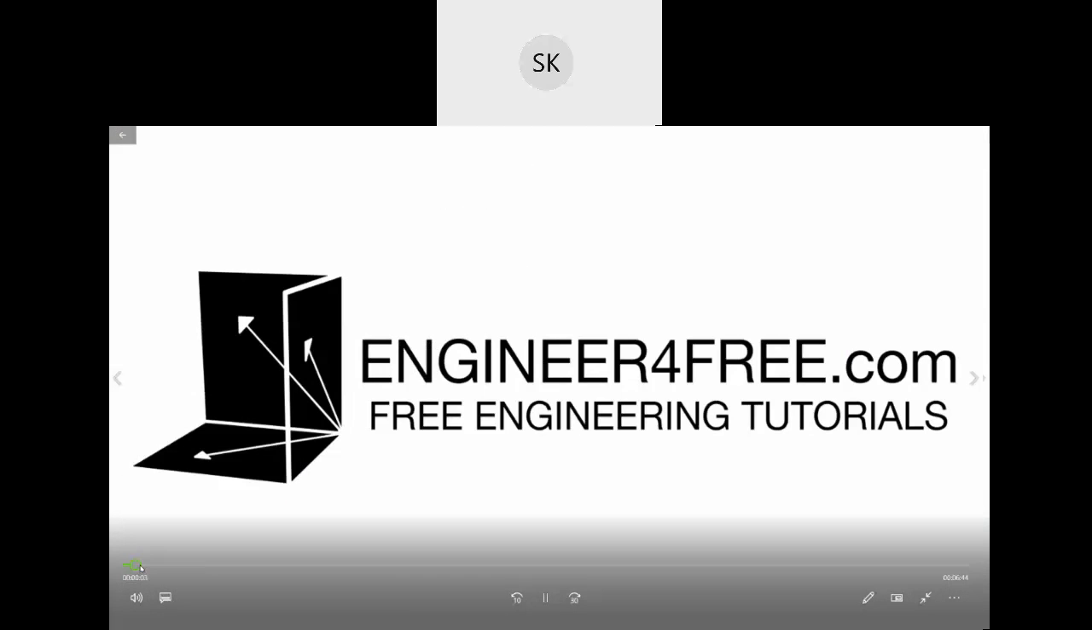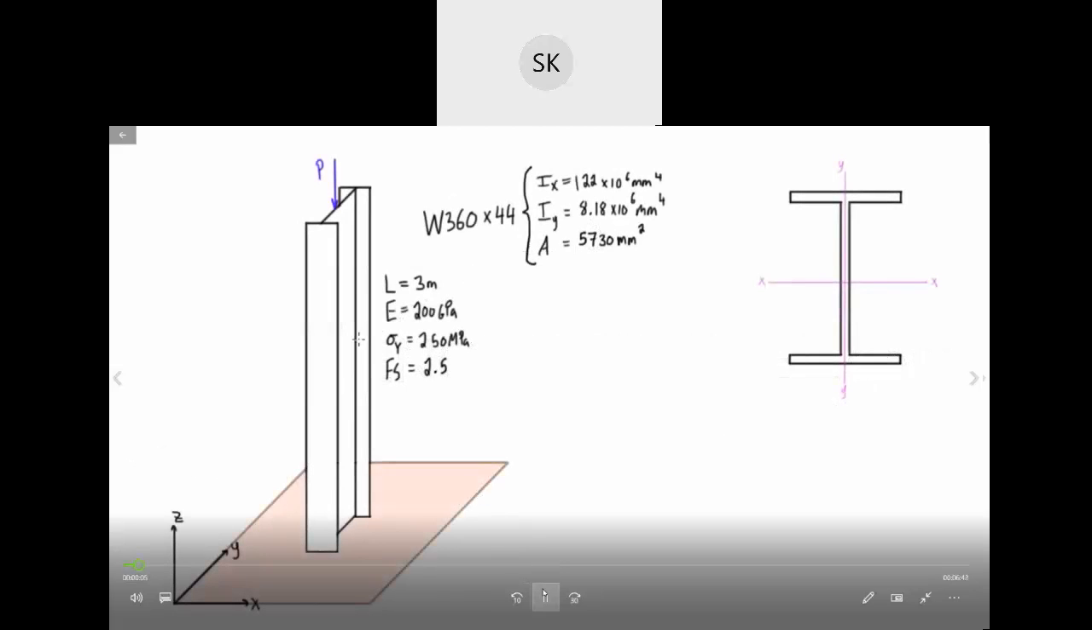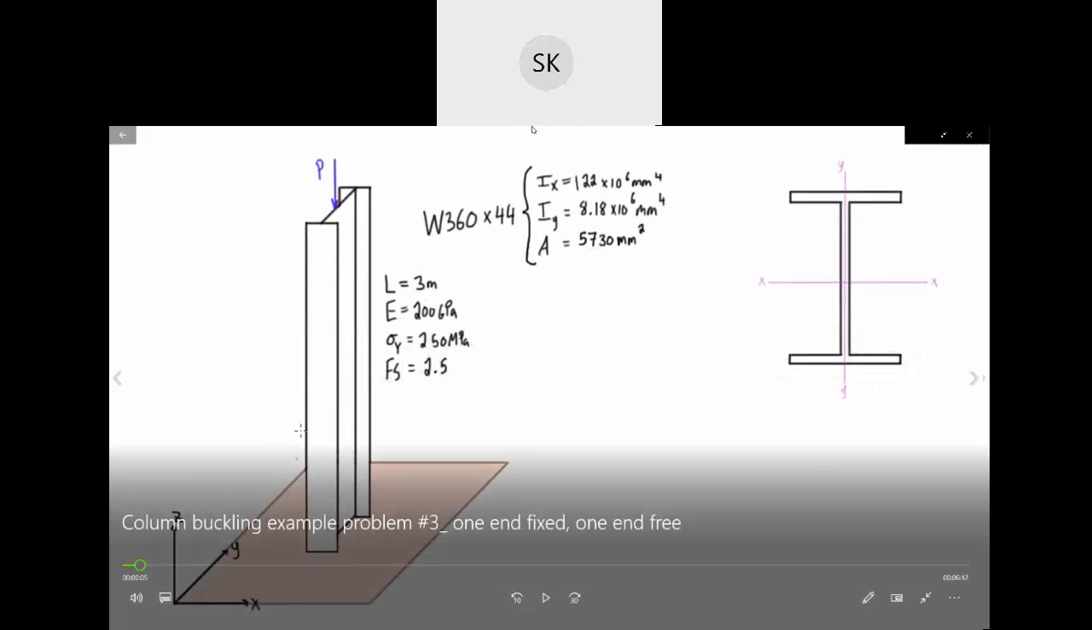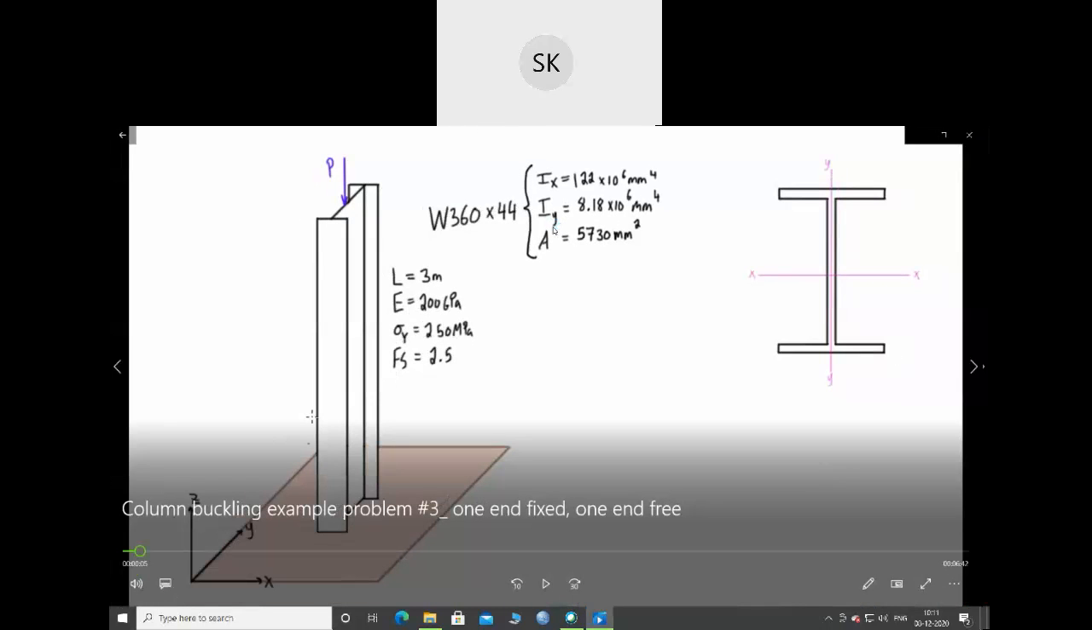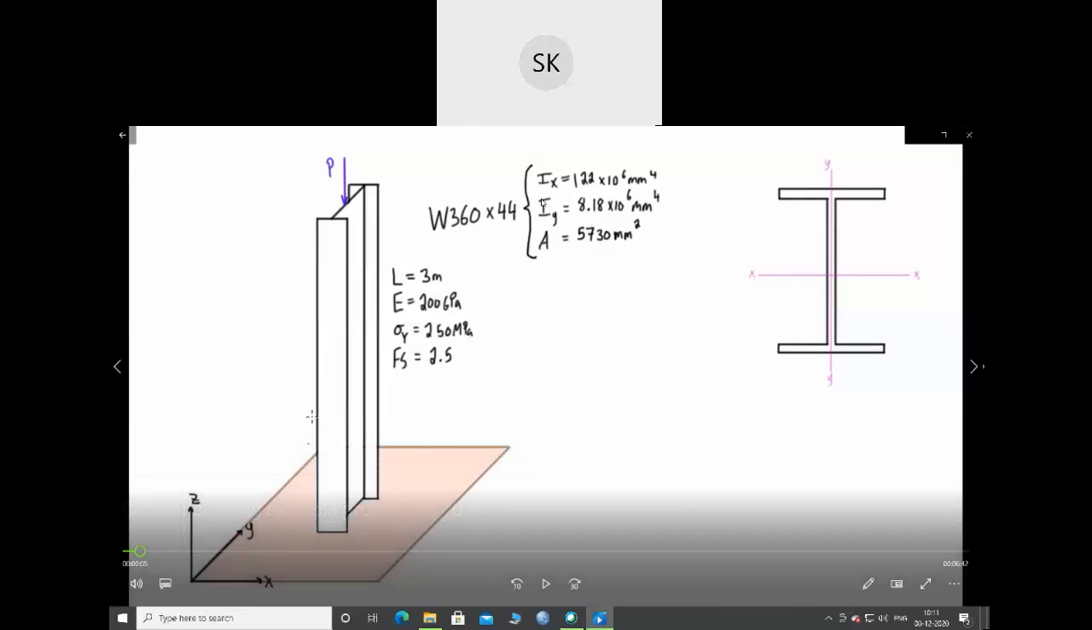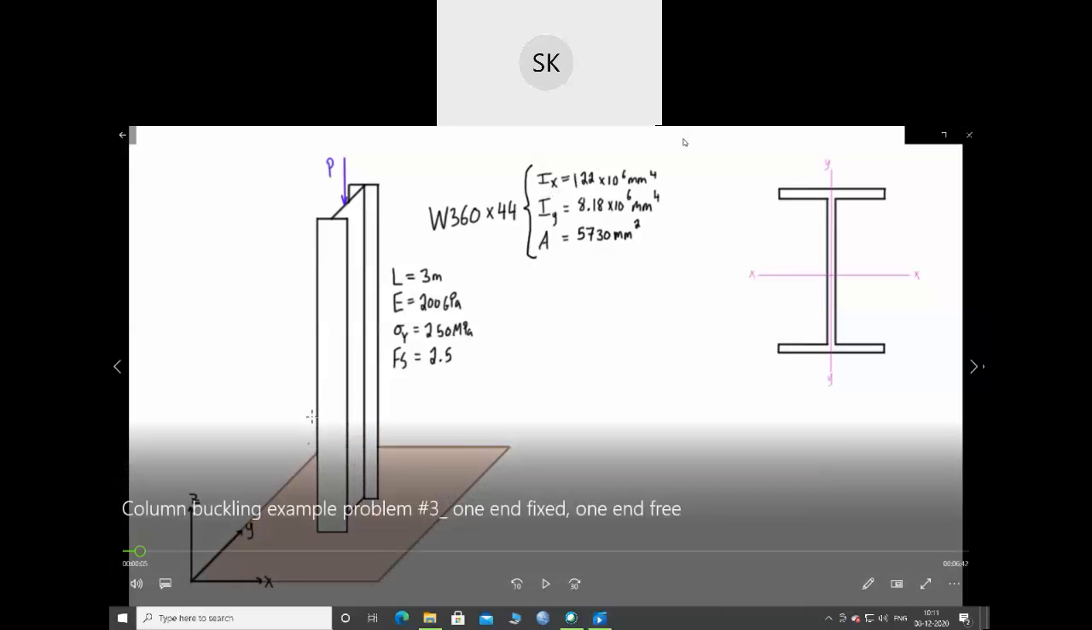Three for column buckling. In this video, we are looking at example number 3. In this case, one end is fixed and one end is free. We'll solve for one end fixed and one end free.